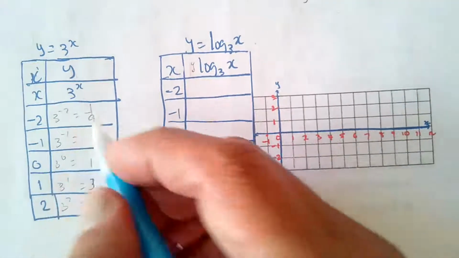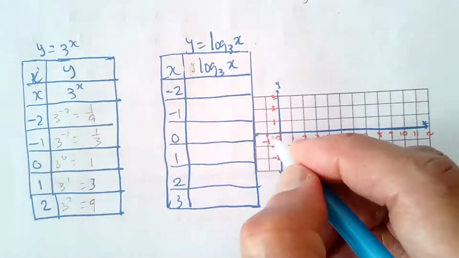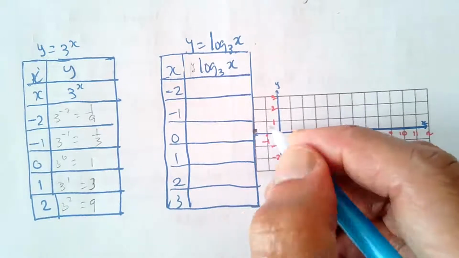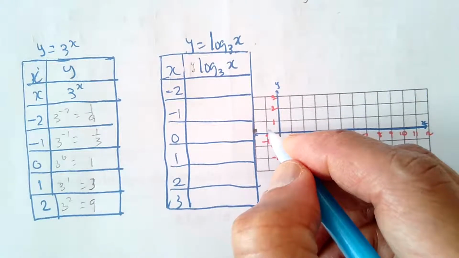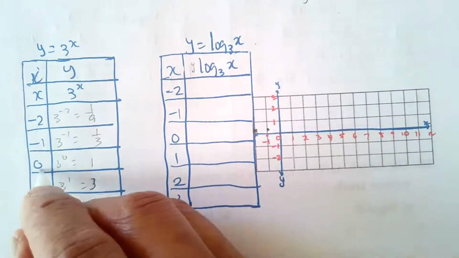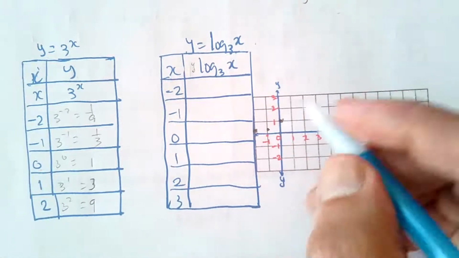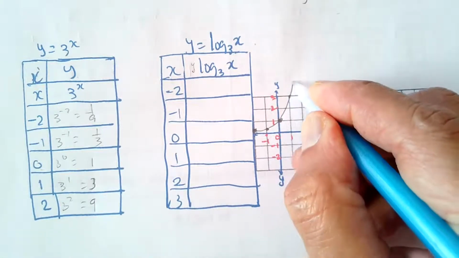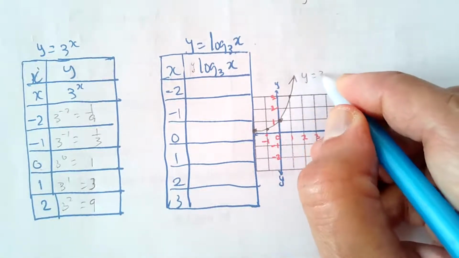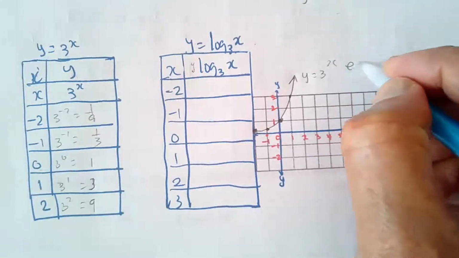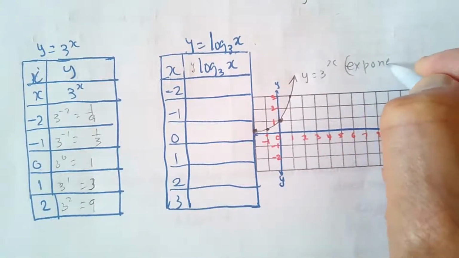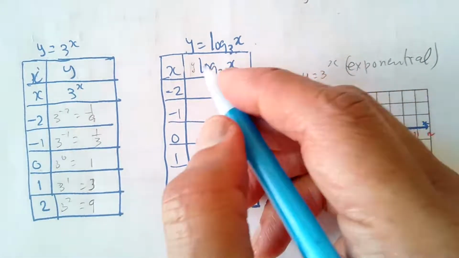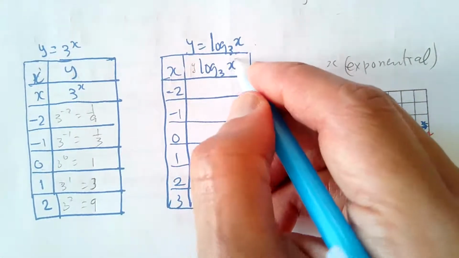If I were to plot those points here, negative 2, which should be about here, is 1/9. Very tiny. Negative 1 would be 1/3. 0 would be 1. 1 is equal to 3. So this graph is going up. y equals 3 to the power x, which is exponential. Now, find log base 3 of x.